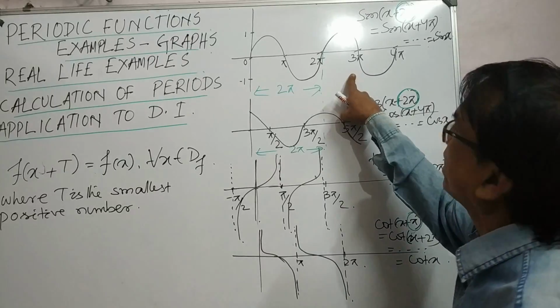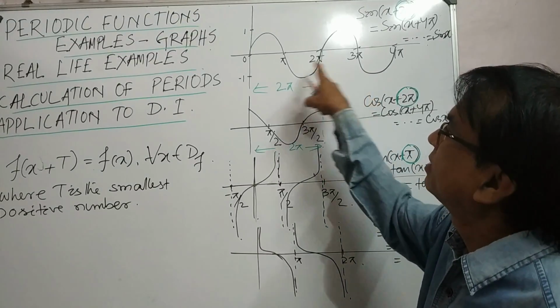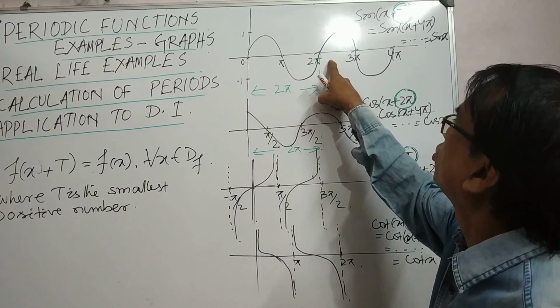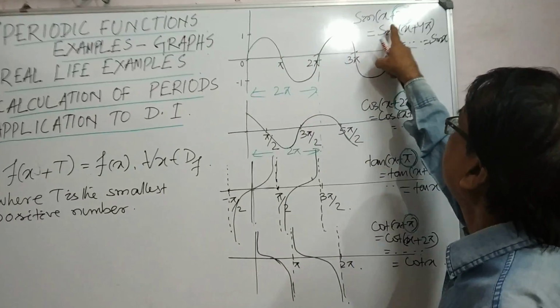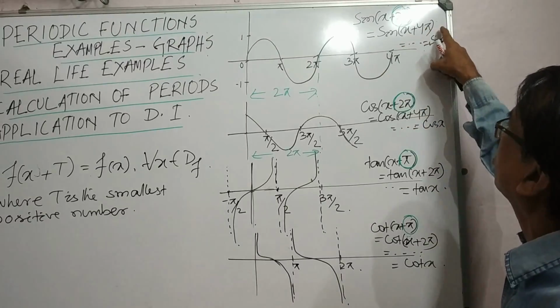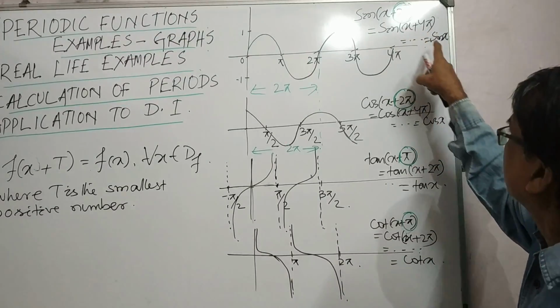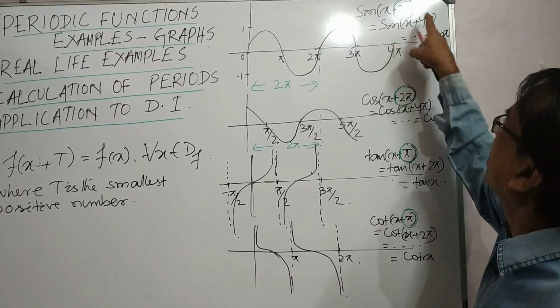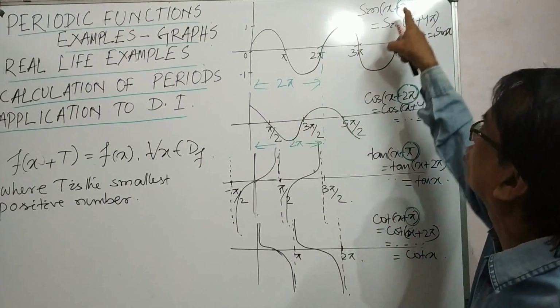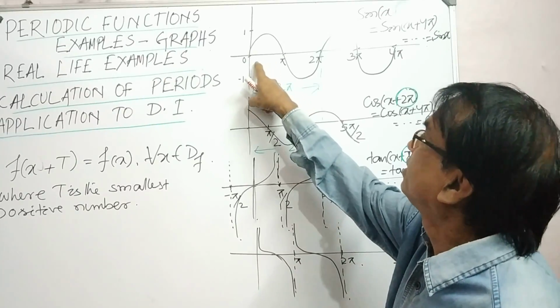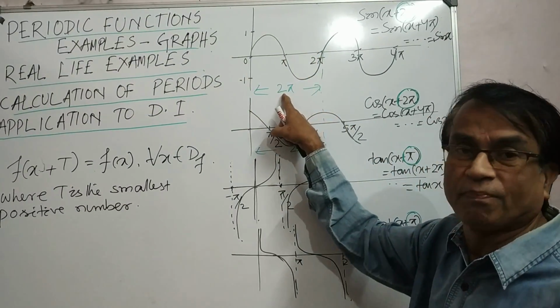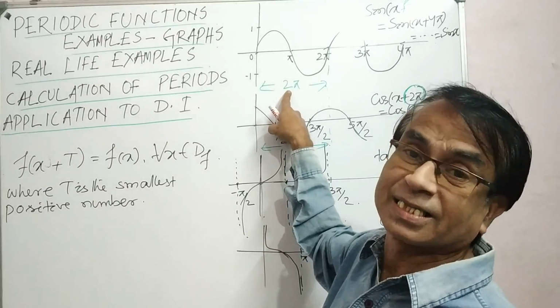Let us see sin x, from 0 to 2 pi, 2 pi to 4 pi. What do you see here? sin of x plus 2 pi, sin of x plus 4 pi, they are all equal to sin x. Among 2 pi, 4 pi, the smallest one is 2 pi. So what is the period? The period is 2 pi. This length is called the period and it is called one cycle.